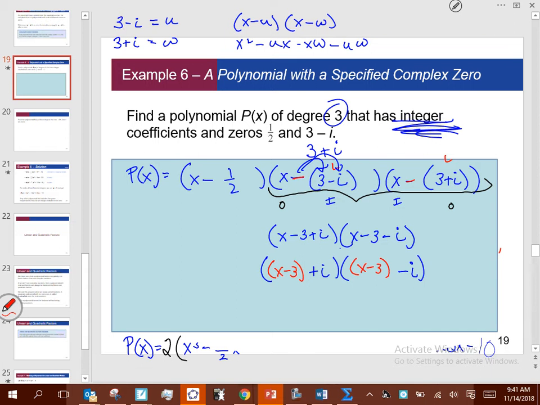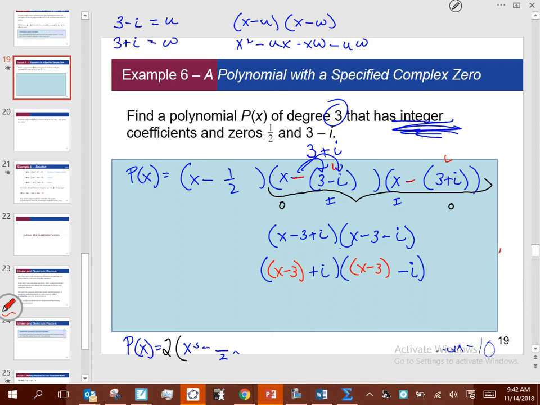Careful. We're going to use the zero product property to find out what value of x makes a zero. But isn't x just any number that we want it to be? X is just a variable, right? X can be anything. So let's just say x was 10. Would that be 7 plus i and 7 minus i? If x was 13, would that be 10 plus i, 10 minus i?